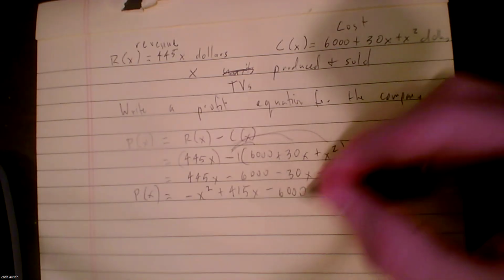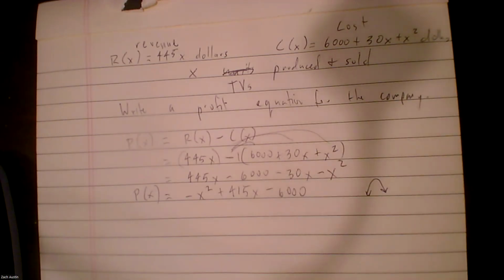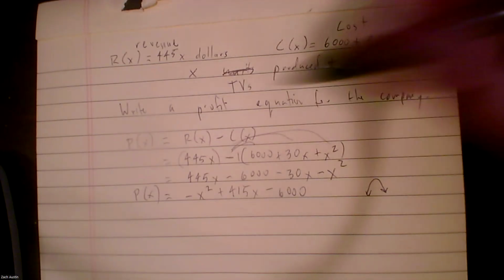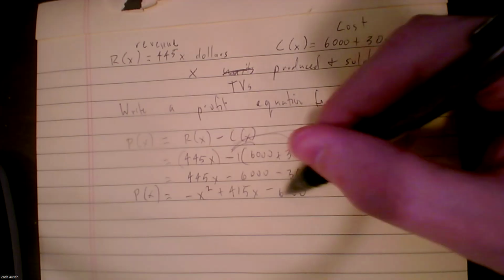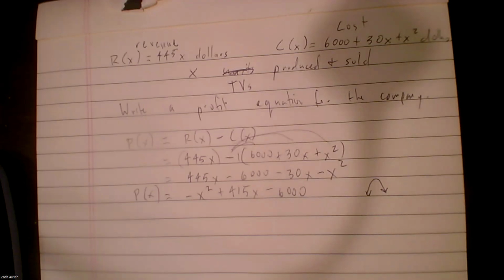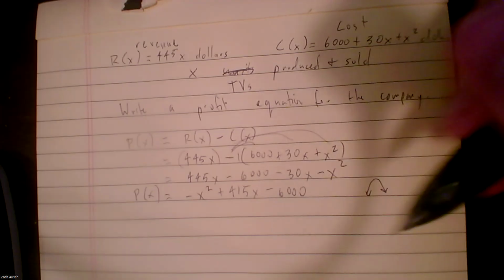I also know, just from looking at it, that the y-intercept of this graph is -6,000. That means that if I produce and sell no TVs, I'm going to lose $6,000. That's not ideal. We probably should make some TVs if we're in the TV business, or else we'll just lose a bunch of money for no reason. Okay, so let's use this equation to answer some questions.